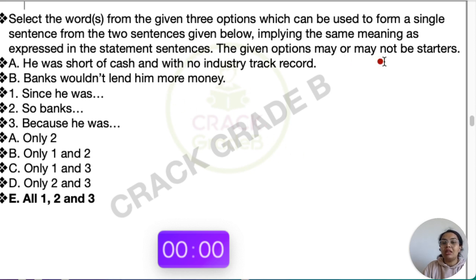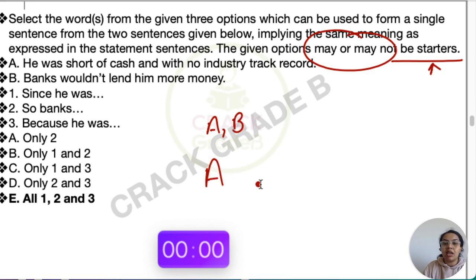Second, read the instruction very carefully. These options may or may not be starters. That means you can get any of these phrases in the beginning and then your A and then B sentence will come, or you can get A and then the phrase and then the B sentence.